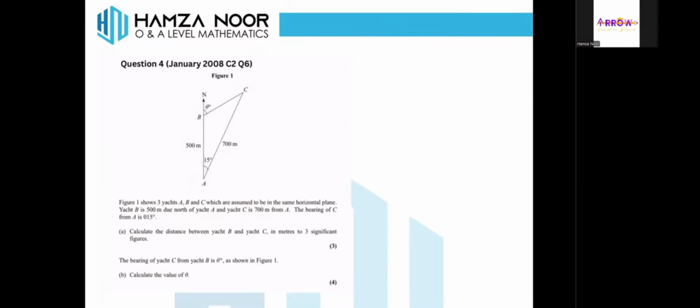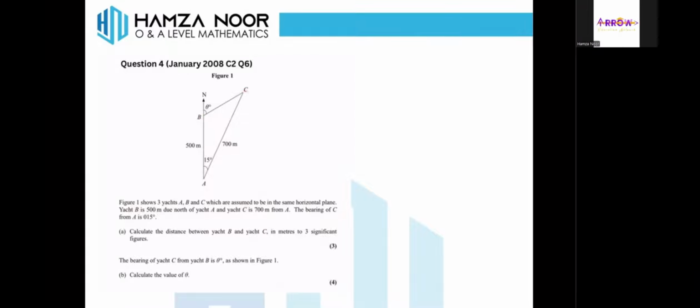It continues to say that the bearing of C from A is 015 degrees, meaning if you make a north at point A, you have an angle of 15 degrees in clockwise path because this is a bearing. After the word from, whatever alphabet you have, at that particular point you make a north. So this bearing is 15 degrees over here. The requirement of part A is to calculate the distance between yacht B and yacht C in meters correct to 3SF. We need to find the distance between B and C.